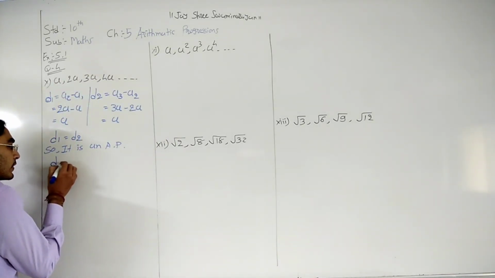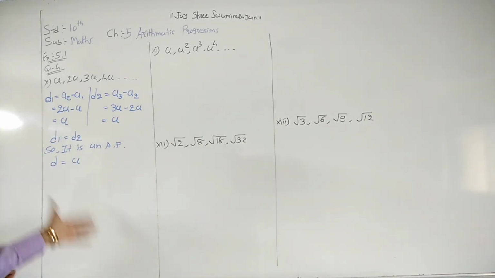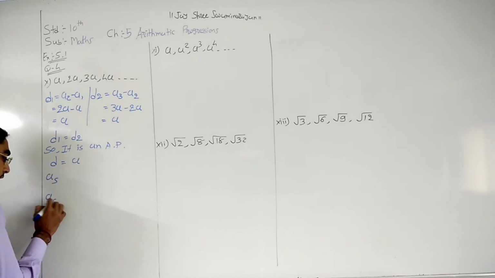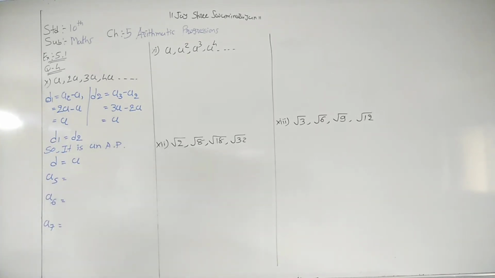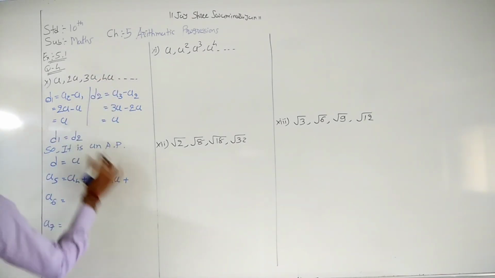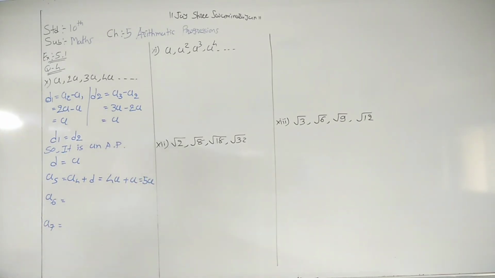Now we need to write the common difference D. It is A, and we need to find 3 more terms, right? Here we need to find 3 more terms, A5, A6 and A7. What is the formula of A5? Every time we need to add the common difference D, so A4 plus D. A4 is 4A plus common difference D, which is A, so 4A plus A is 5A, right?